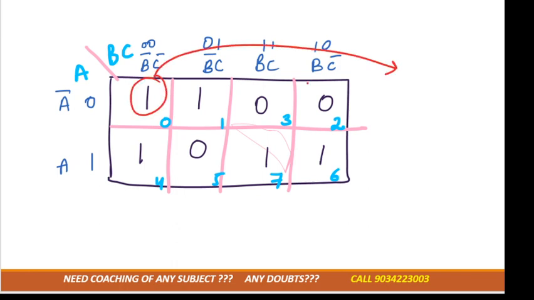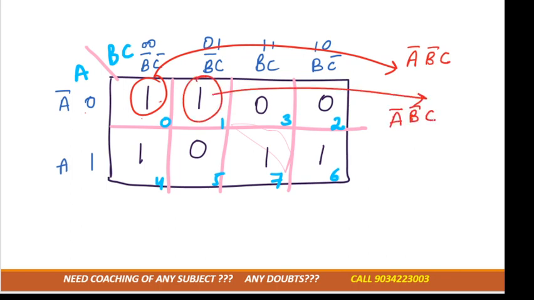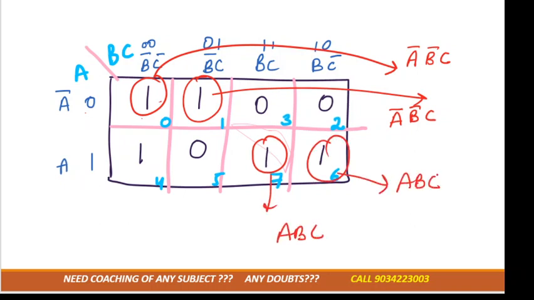Can you tell me what would be its expression? If you see it from, yes, correct. A bar, B bar, C bar. And for this one, A bar, B bar, C. For this one, A, B, C. For this one, A, B, C bar. And for this one, A.